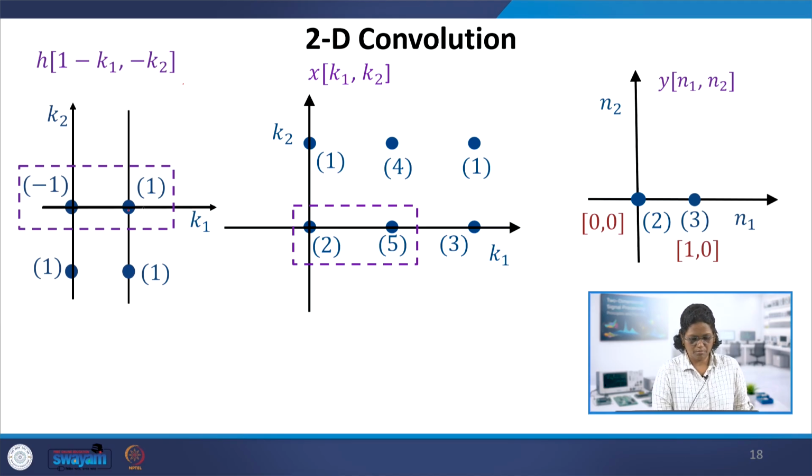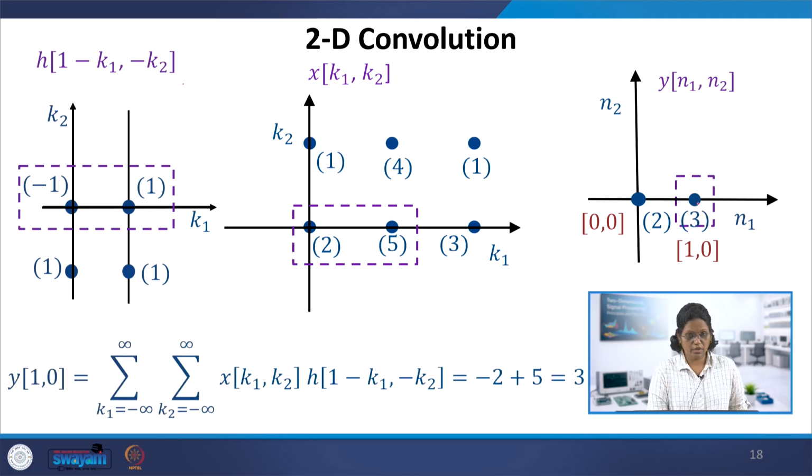So when we make the product, these points result in 0, and this point also, since we don't have anything here. These two, minus 1 and 2, result in minus 2, and 1 and 5 result in 5. So we add them together to get this 3.